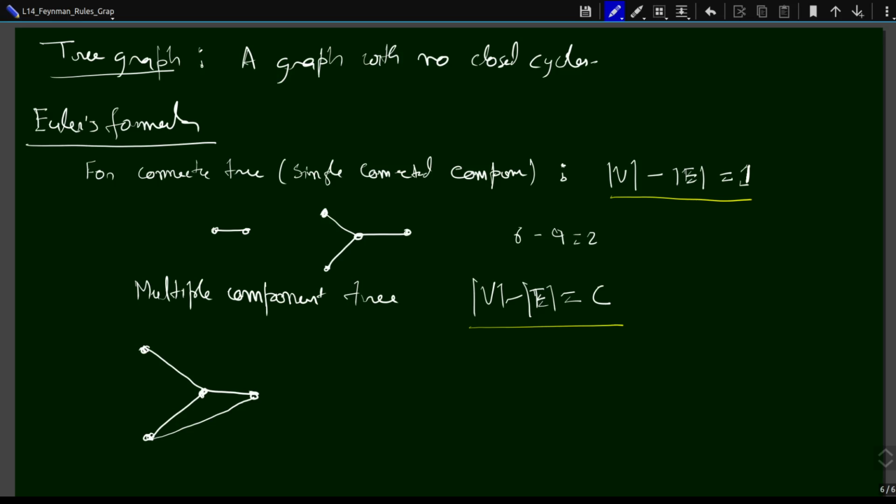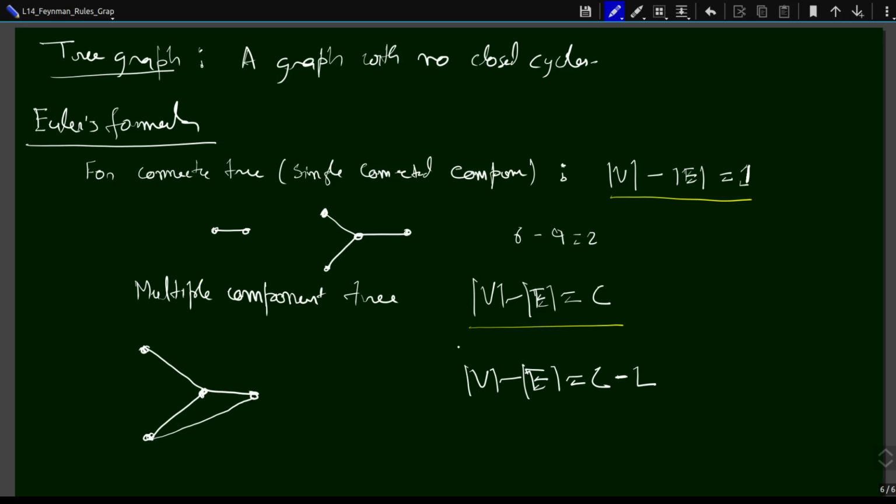Then immediately I realize that I no longer have a tree. Now I have one cycle, one loop. Okay, so here what happens, that v minus e, which is equal to the number of components, if you increase the number of edges, you increase the number of loops. So it comes with a negative sign. Okay, so you just subtract the number of loops.